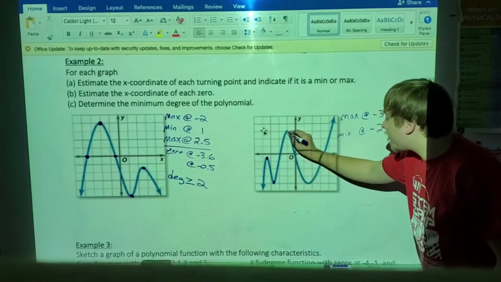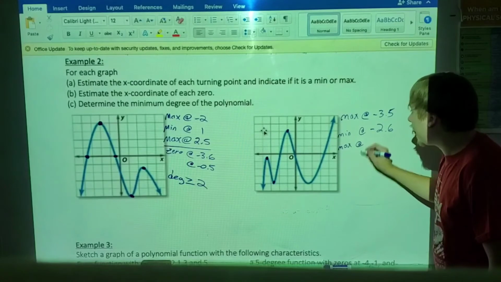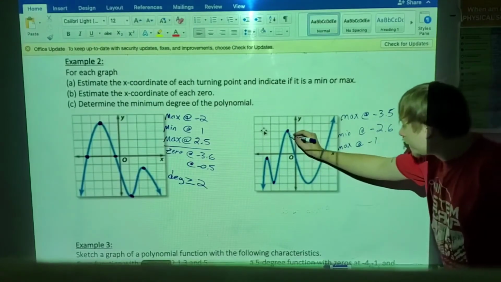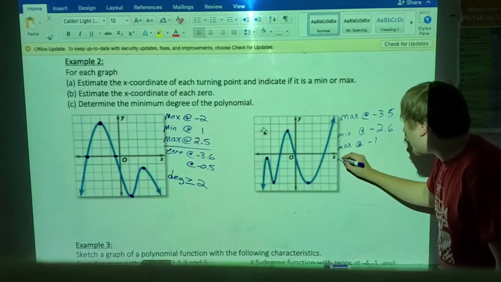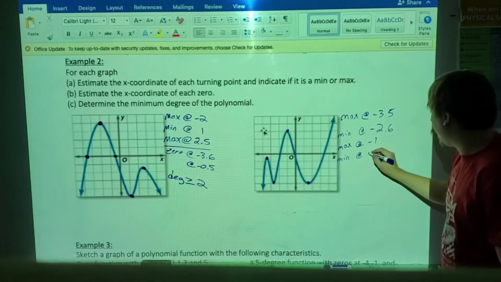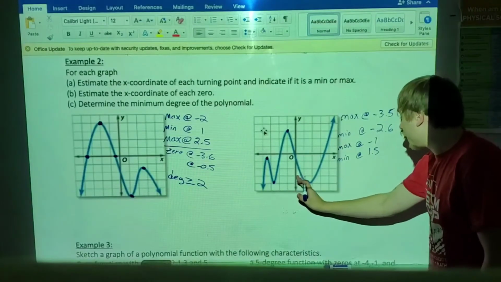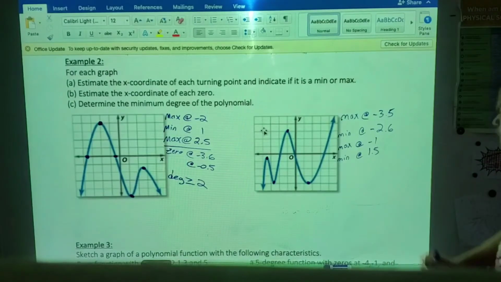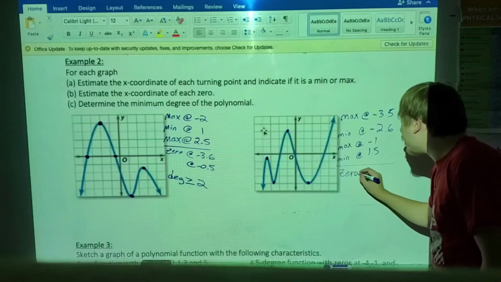We keep going up our graph. Here's a turning point here. That's a high point, so that's a max. And that is at about 1 to the left. So we got a max at -1. Keep going. And here's our last turning point right here. That's a low point. So we have a minimum at about 1.5. If we look from the center to the side, from the center, we have to go to the right 1.5. And there you go. So we found our minimums and our maximums, our extrema. Now let's see if we can figure out our zeros.